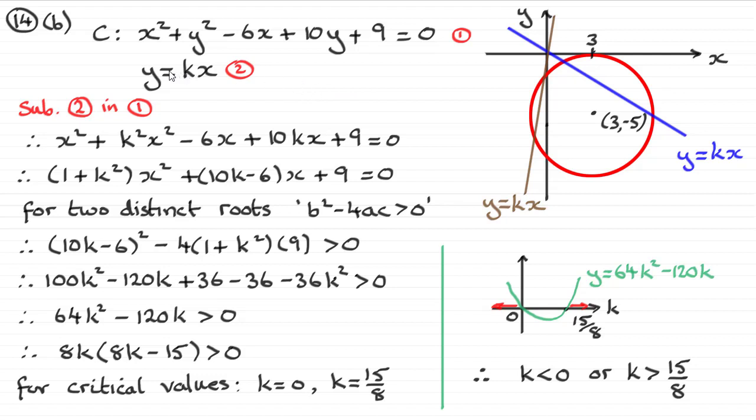I'm going to substitute y equals kx into this equation, form a quadratic equation in x, and then we're going to use the fact that the discriminant of a quadratic equation, for it to have 2 distinct roots, remember the b squared minus 4ac part, the discriminant of the quadratic, must be a positive value, must be greater than 0, and then we'll be able to solve that inequality, which I've done down here, and it will get us our results, which you can see here.